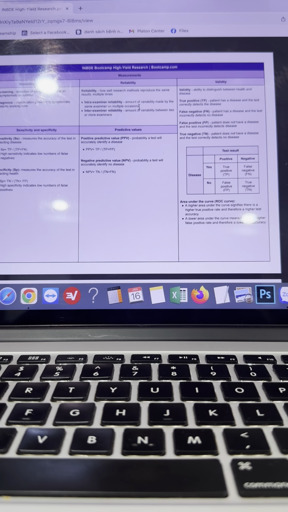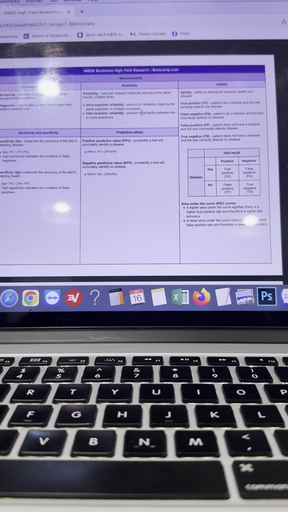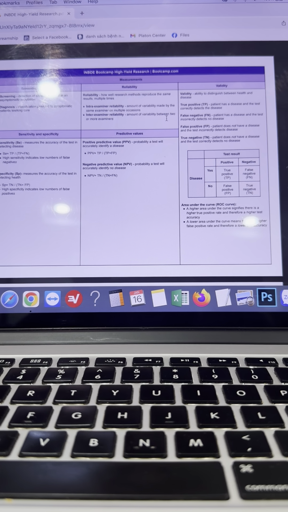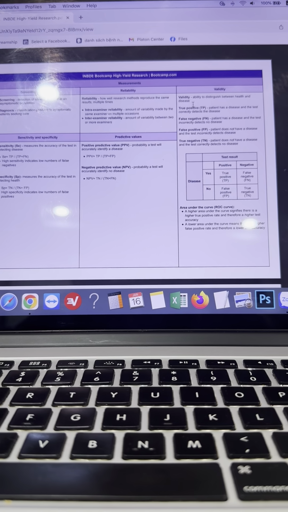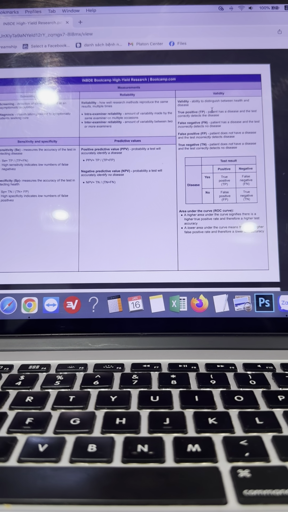Intra-examiner reliability is the amount of variability made by the same examiner on multiple occasions. Inter-examiner reliability is the amount of variability between two or more examiners. Validity is the ability to distinguish between health and disease.